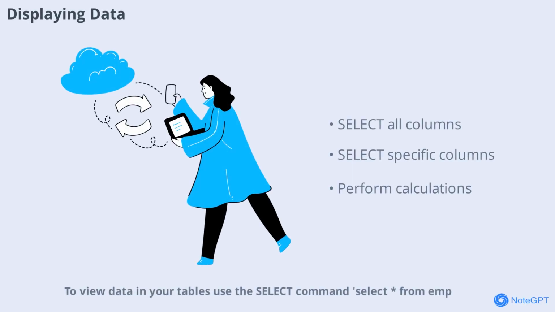To view data in your tables, use the select command. Select * from emp displays all columns, while select name, designation from emp shows only specific columns. You can also perform calculations like select 2*3 or add values to columns temporarily. Select is the most commonly used command for retrieving and analyzing data in MySQL.